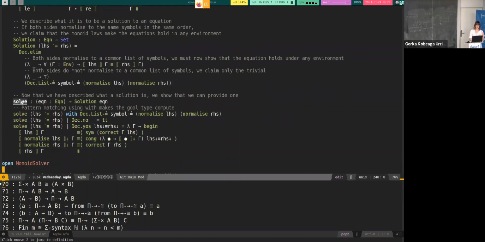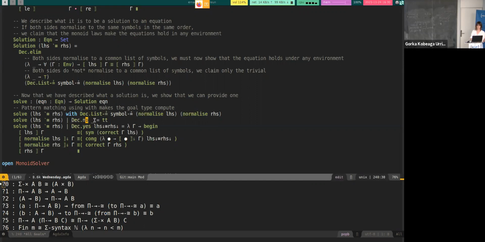And then we have this solve thing that, given an equation, is going to return a solution to that equation, a solution being the thing that we just defined. I should have introduced with expressions, or with clauses, before. This with thing is a way of pattern matching on the result of the expression on the left-hand side of the equals. I am given both sides, the left-hand side and the right-hand side. I check whether they normalize to the same thing, and then I have two cases: when they don't and when they do.